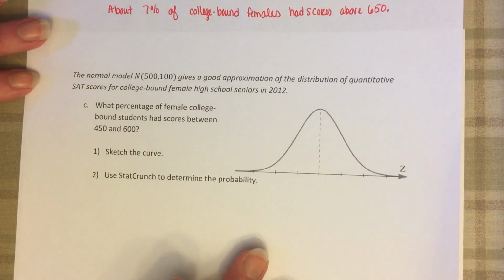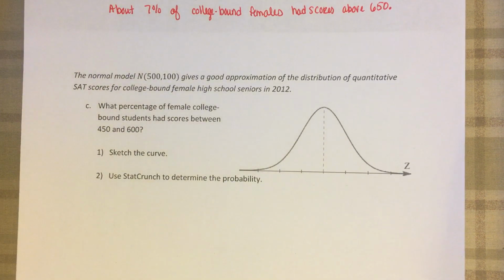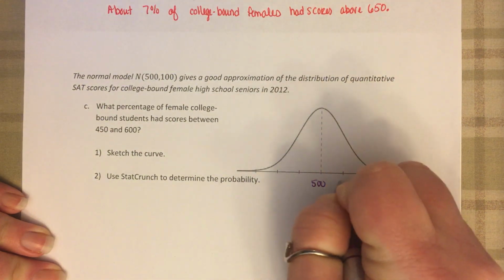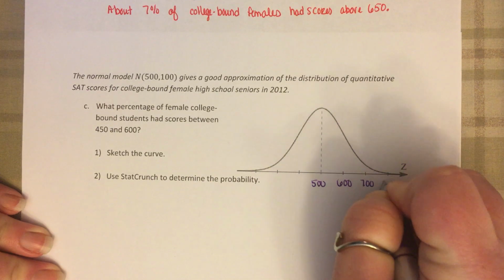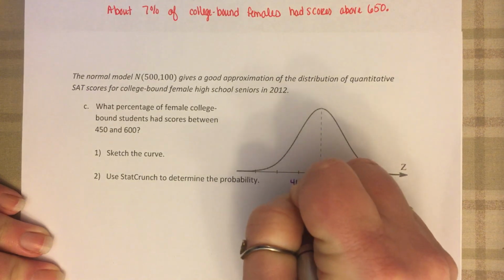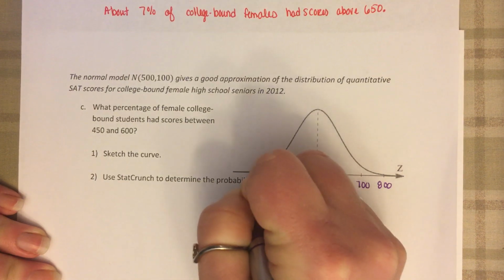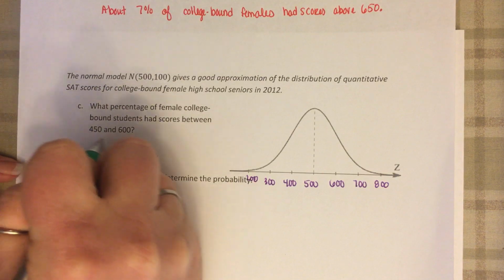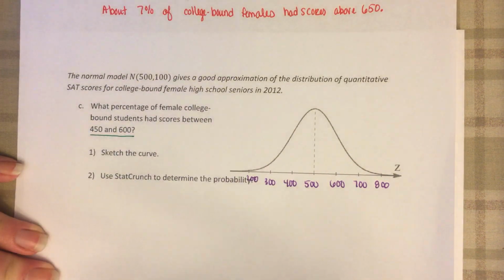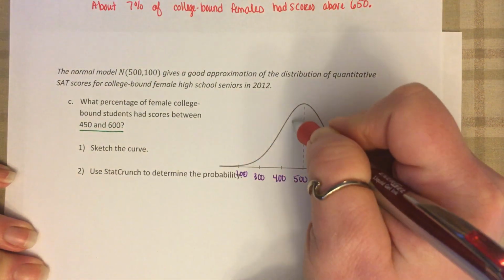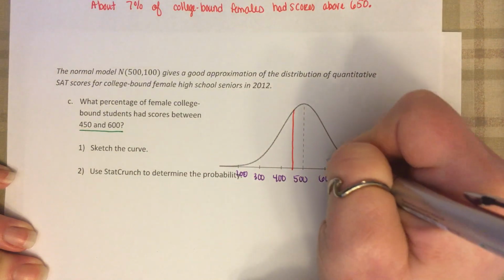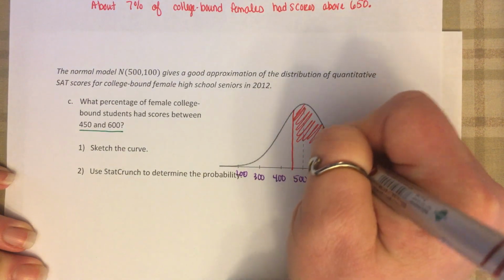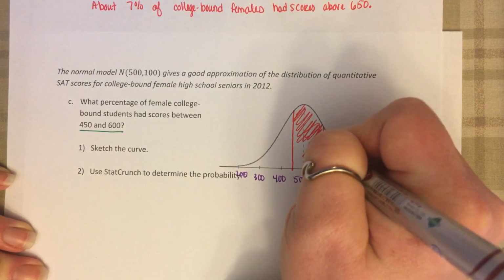Last but not least, for this last one, we are going to look at our normal model. Again, still a mean of 500, still a standard deviation of 100. So we're going to label our curve appropriately. This time we are asked what percentage of female college-bound students had scores between 450 and 600. So we're going to draw a vertical line approximately where 450 would be, a vertical line where 600 would be, and then we are going to shade the area in between.